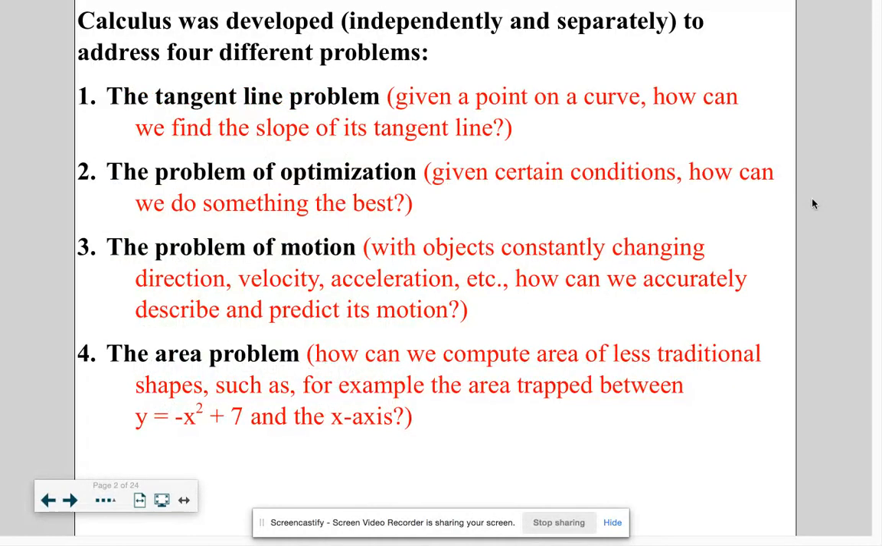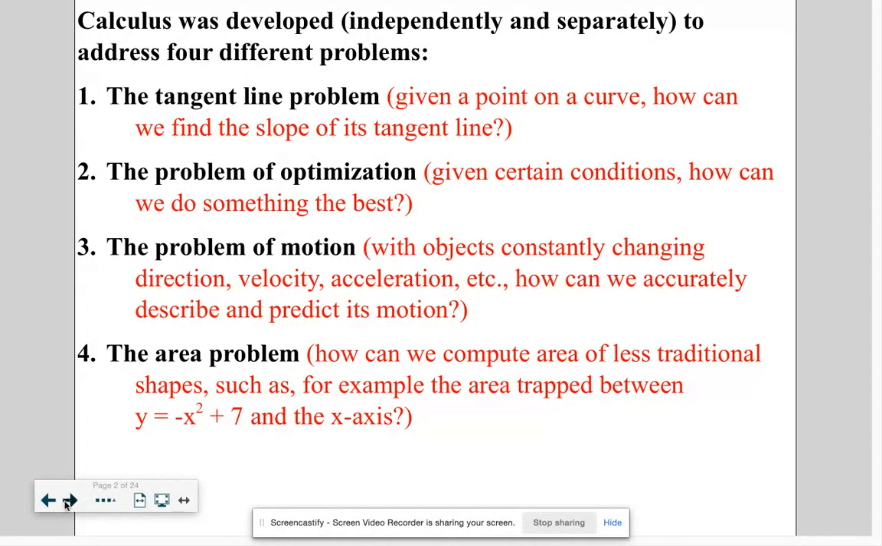So essentially, calculus itself was developed to answer 4 different problems, and it was developed in individual phases, independently and separately. Number 1, it was developed to answer the question of the tangent line: how do we find the slope of it? We've discussed that. Optimization: how can you minimize or maximize something? We've discussed that. Problem of motion: velocity, acceleration, direction, how do they relate? We've discussed that. So we are now to the final phase, area. How do you find the area of less traditional shapes?